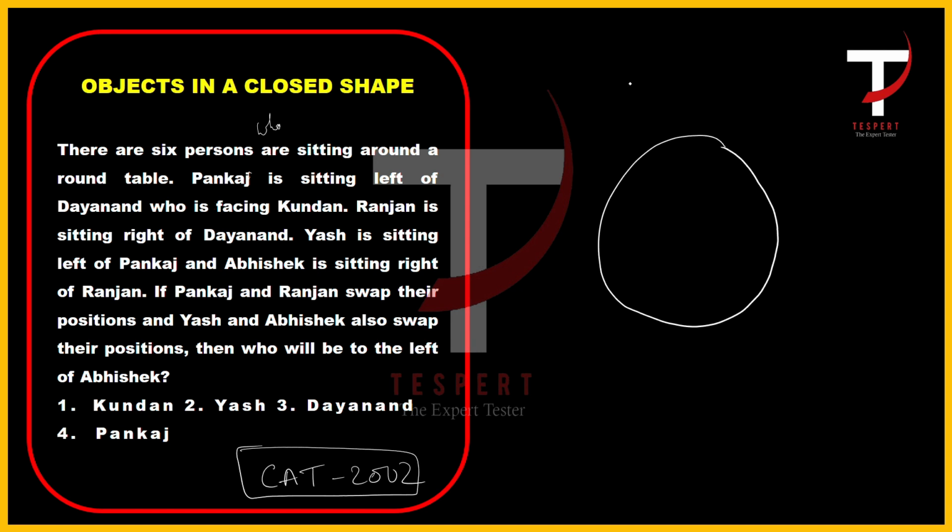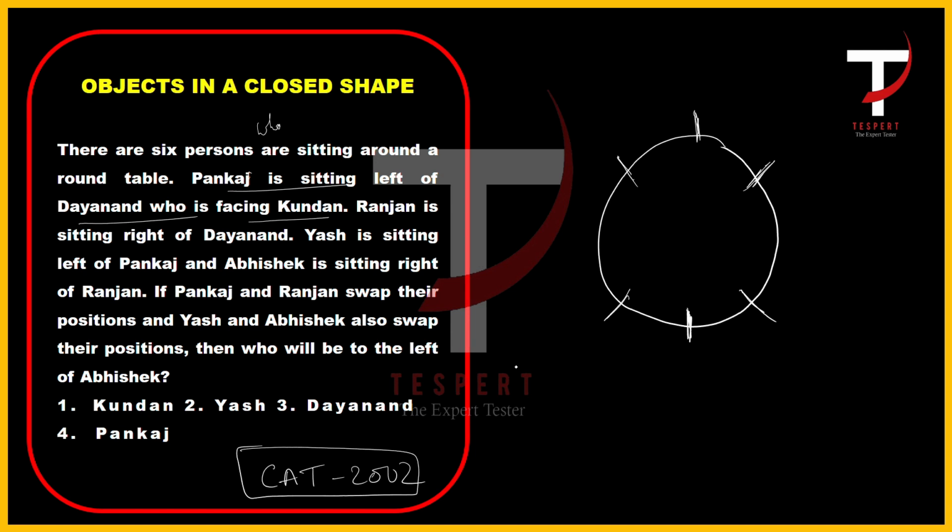Pankaj is sitting left of Dayanand. We shall mark 6 persons: 1, 2, 3, 4, 5, 6. Whenever you place the persons, take the opposite side. If you place here, you must immediately take the opposite side, because if these are in exactly symmetrical positions, there won't be any confusion. So Pankaj is sitting left of Dayanand, who is facing Kundan.